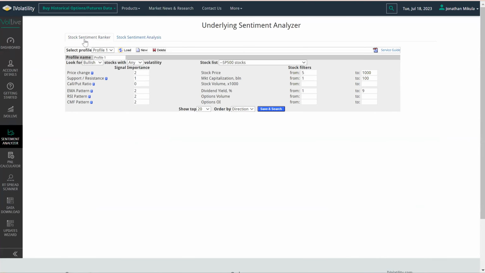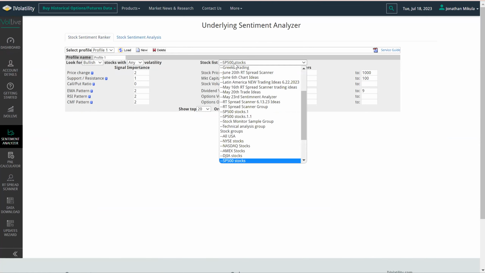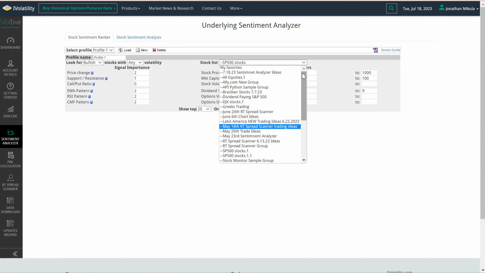But if you didn't know what you were looking at, or if you wanted to do a custom scan, remember how at the beginning of this webinar, we created that custom list. That custom list follows us everywhere on all of these tools. So we're able to run scans on it here in the sentiment analyzer, here in the real-time spread scanner. So when you create a custom list, it doesn't just stay within Ivo Live Stock Monitor. You can bring that with you wherever you go.